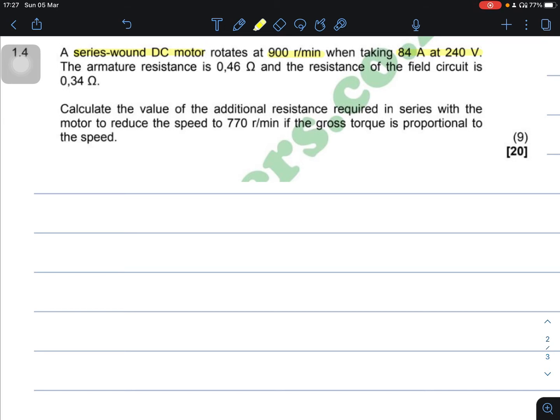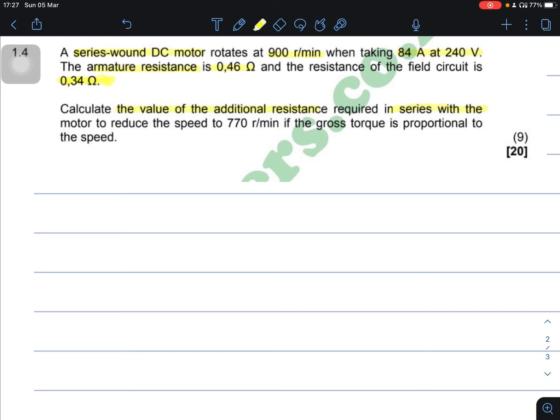0.6. We are given armature resistance, not armature circuit resistance. That means RA, not RAC. And the resistance of the field circuit is 0.34. Calculate the value of the additional resistance. So they want the value of the additional resistance required in series with the motor to reduce the speed.